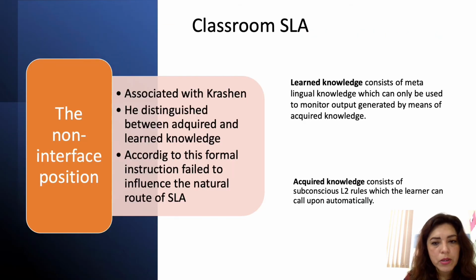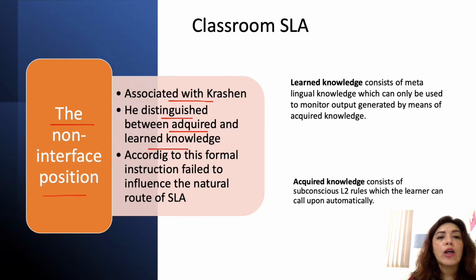There are three different positions that attempt to explain the classroom in second language acquisition. The first one is the non-interface position, which is associated with Krashen. He distinguishes between acquired and learned knowledge, and according to this, formal instruction fails to influence the natural route of second language acquisition. The learned knowledge consists of metalinguistic knowledge which can only be used to monitor output generated by means of acquired knowledge, and the acquired knowledge consists of subconscious second language rules which the learner can call upon automatically.